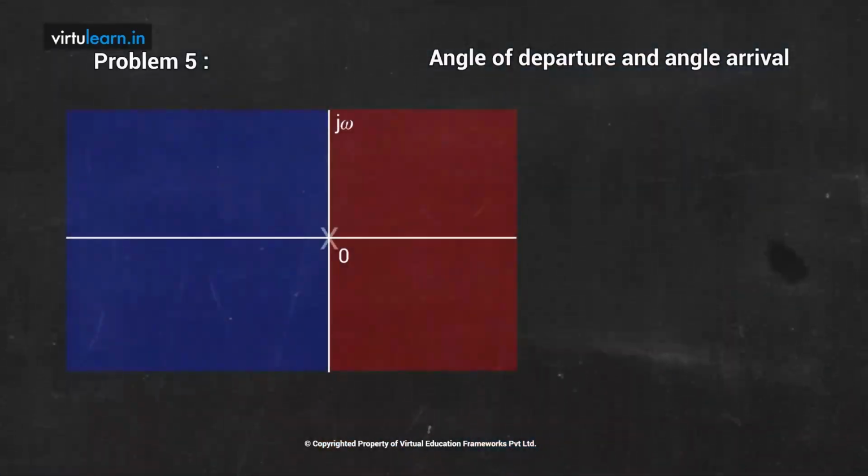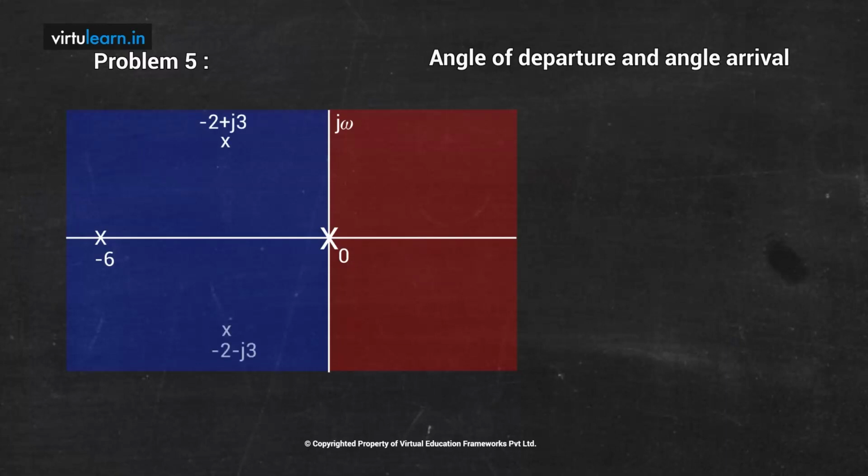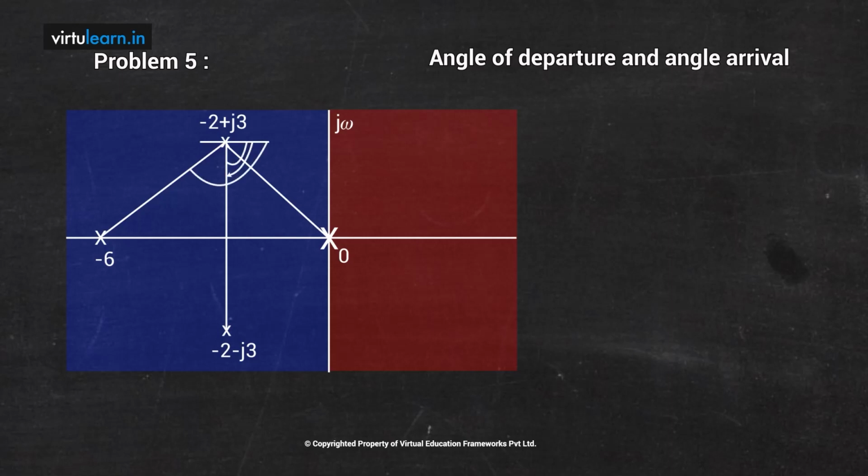So s equals 0 is one pole, s equals minus 6 is another pole, and minus 2 plus j3, minus 2 minus j3. Let us take this pole, and from this pole you draw the vectors to minus 6, to 0, and also to minus 2 minus j3. When you draw the vectors, you name the angles. This angle is phi p1, this angle is phi p2, and this angle is phi p3.